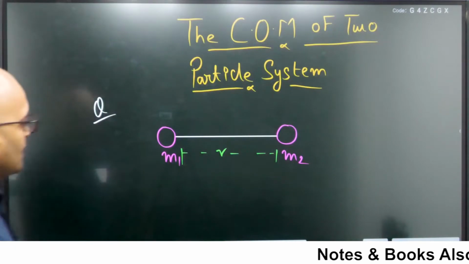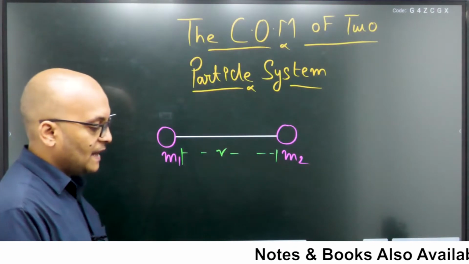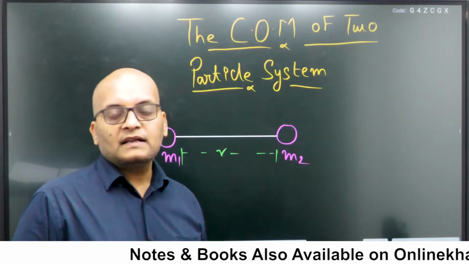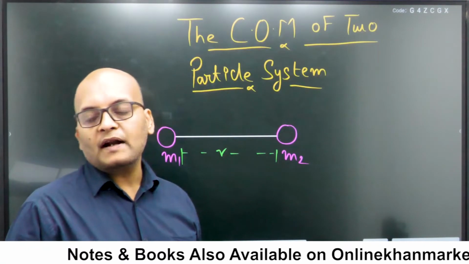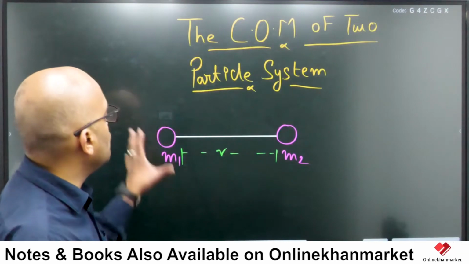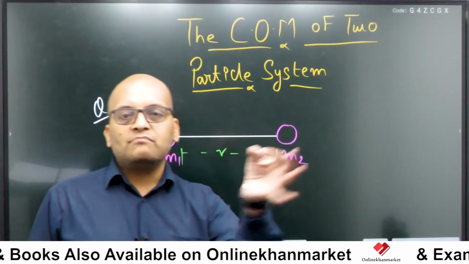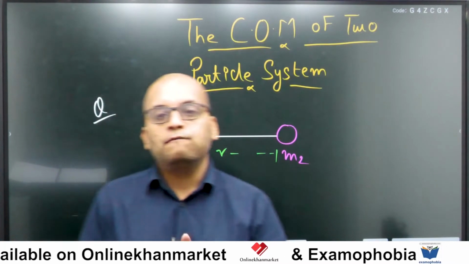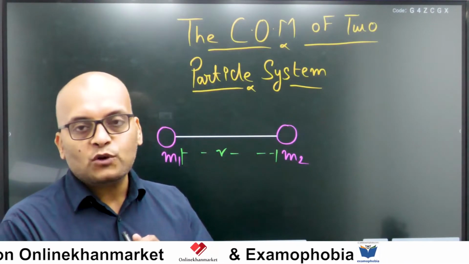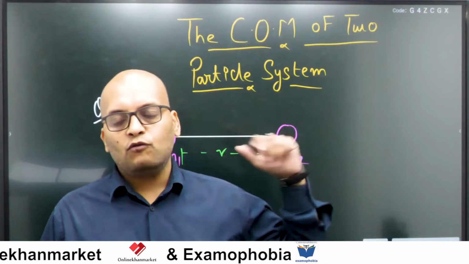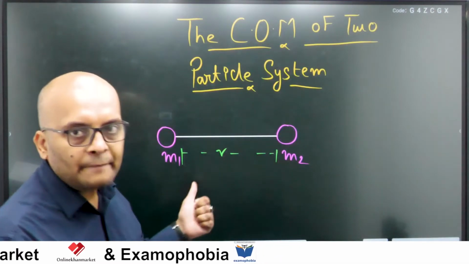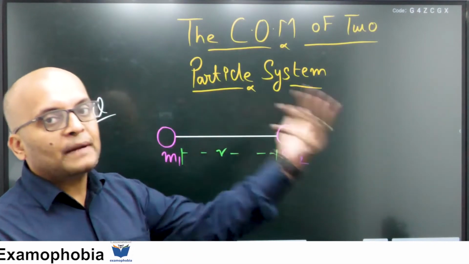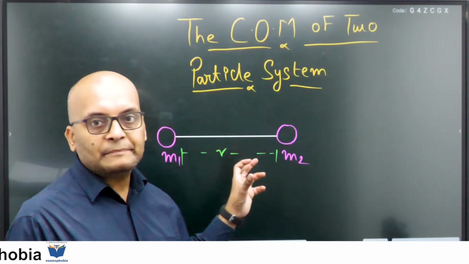Now let's move on to the new concept, and that is the center of mass of a two particle system. Here I am going to tell you a very easy way, a shortcut method, to directly calculate the center of mass for a two particle system. Then we will do one or two numericals on this. After learning this shortcut technique, we will apply it on the numericals.